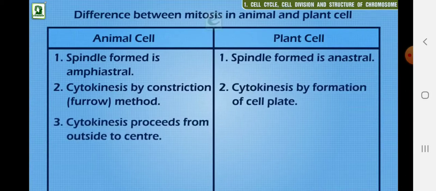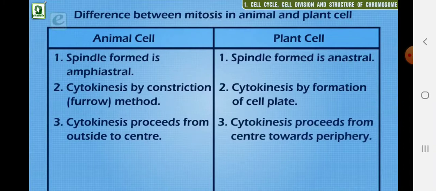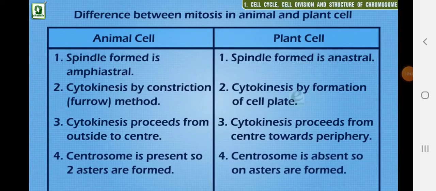Cytokinesis proceeds from outside to center in case of animal cell, but in case of plant cell, cytokinesis proceeds from center towards periphery. In animal cell, centrosome is present, so two asters are formed. But in case of plant cell, centrosome is absent, so no asters are formed.